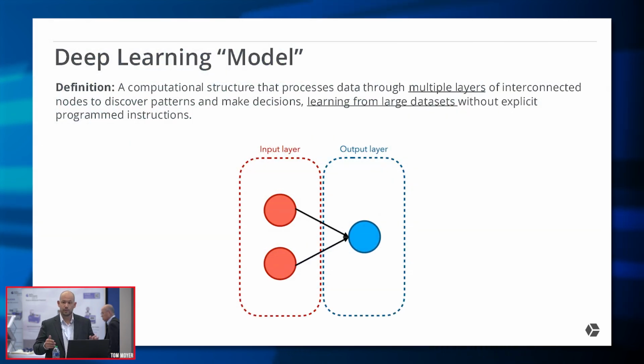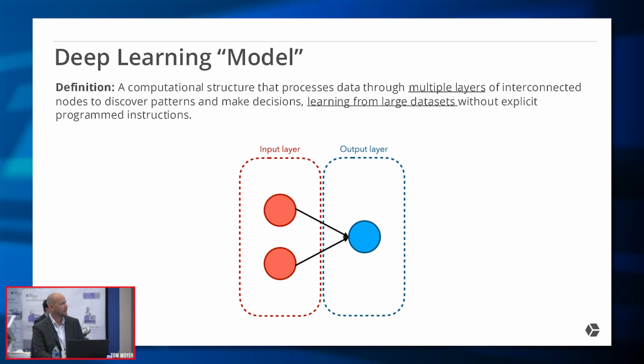I'm going to give two descriptions. The first one is, what is a deep learning model? A deep learning model is a computational structure that processes data through multiple layers of interconnected nodes to discover patterns and make decisions intelligently, learning from large data sets without explicit programmed instructions.